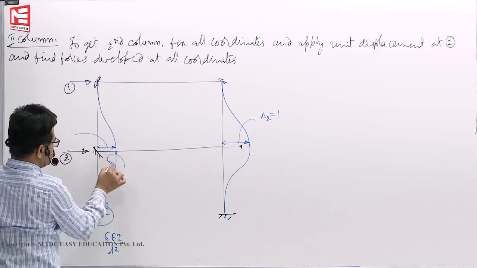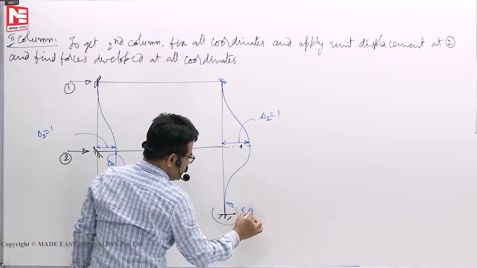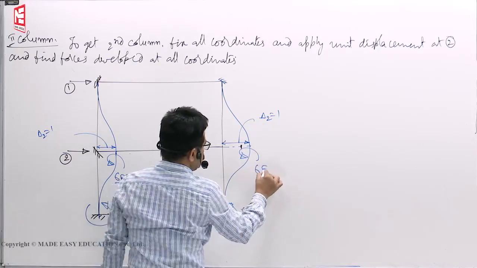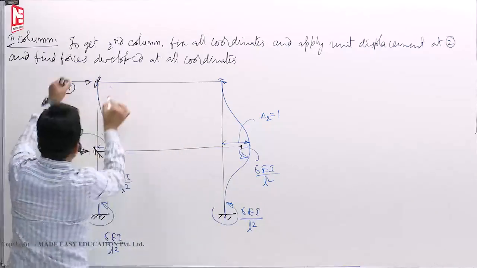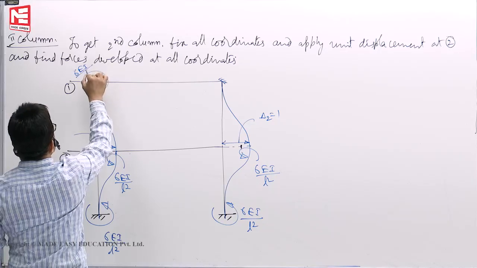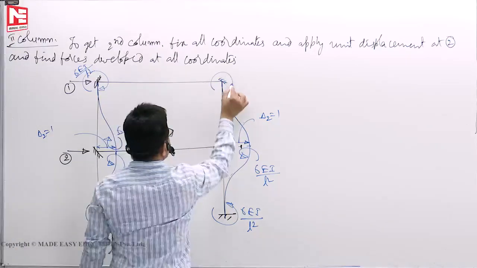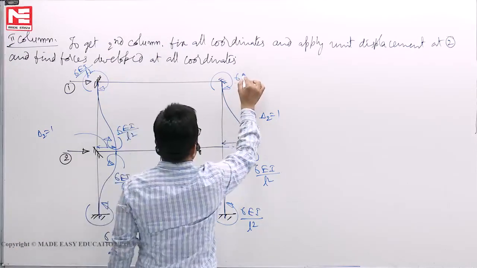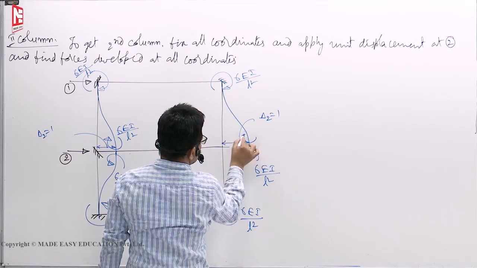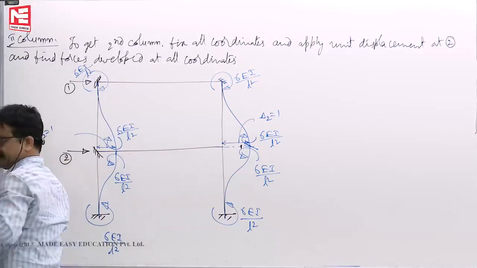6EI by L square. 6EI by L square. Now here also moments will develop because of this sway. This is 6EI by L square. And here to make the slope 0, here it will develop clockwise. How much? Same. 6EI by L square. Here also clockwise, 6EI by L square. Here also clockwise, 6EI by L square. Here also you are fixing it, so 6EI by L square. So individually 4 columns they develop like that.